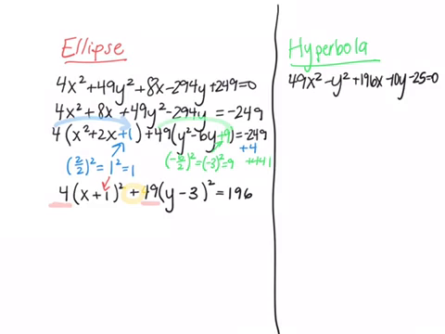So in order to get it into that form, the standard form of an ellipse has to be set equal to 1. So I need to divide through by 196 all the way across. So when I do that, I end up with a denominator of 49 here on my x's.